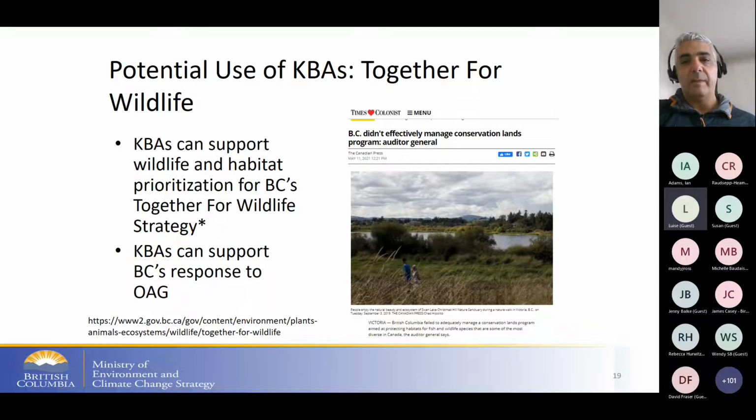And worth noting that government had accepted all of the recommendations of the Auditor General. So something like KBAs, which roll up multiple biodiversity values into a single data layer, can be a useful tool in supporting the identification of conservation priorities, which can then be rolled into conversations around how to best achieve goals and actions under Together for Wildlife, as well as respond to the Auditor General's report.